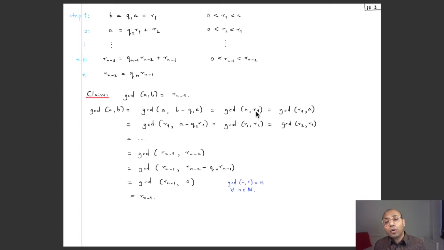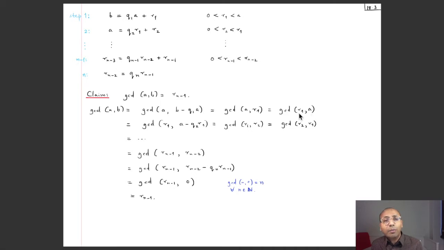And we can swap these two without changing the GCD. So this is the same as the GCD of R1 comma A. So we started with A and B, and now these are the updated A and B. So we are assuming that this R1 is not equal to 0. So we are in case 2, and then R1 is strictly bigger than 0 and strictly less than A. So we have got an updated A which is less than this updated B. And then we can continue the process.